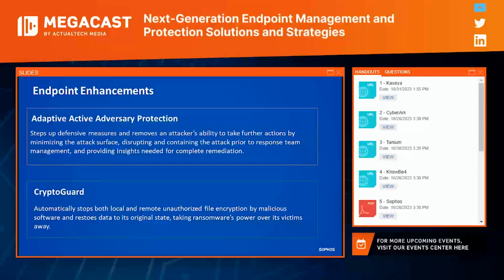The second one is our answer to provide protection around ransomware, and we call it CryptoGuard. What CryptoGuard does is it automatically stops both local and remote unauthorized file encryption by malicious software, aka ransomware. And not only does it stop it, but it automatically restores the data back to its original state, effectively taking away ransomware's power over victims. And we do all of this automatically without any user or admin intervention.